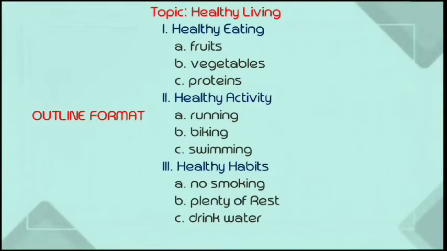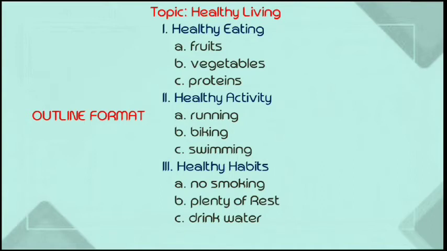Again, our topic is healthy living. As you can see, we have three Roman numerals. The first one is healthy eating. That is a big idea. That is the main idea of the first paragraph. Two, healthy activity. That is the main idea of the second paragraph. Three, healthy habit. That is the third main idea. If possible, it will be in a paragraph. If it is not possible, it can be in the form of a sentence.